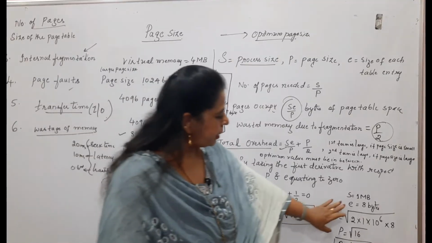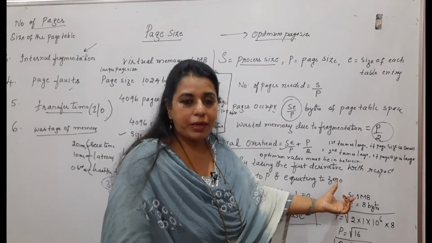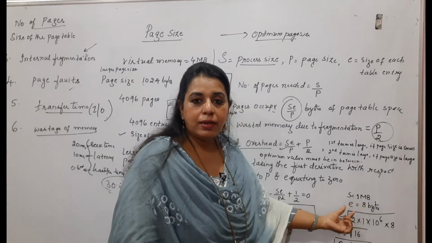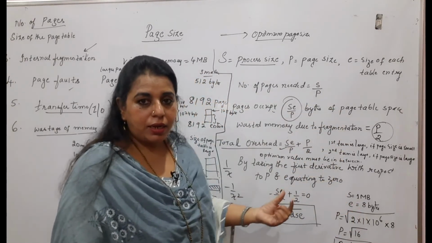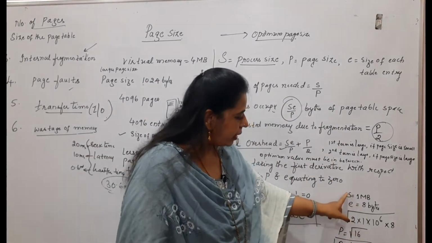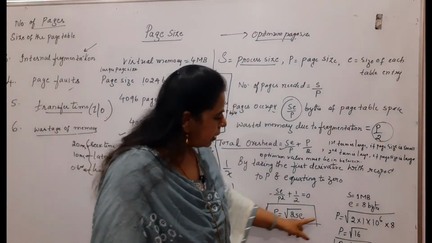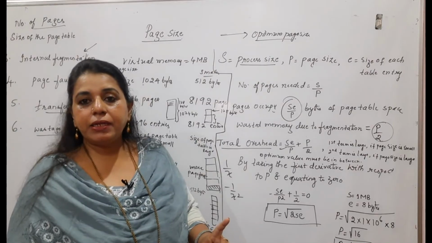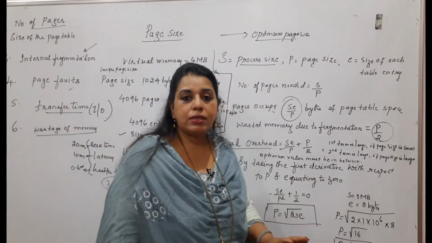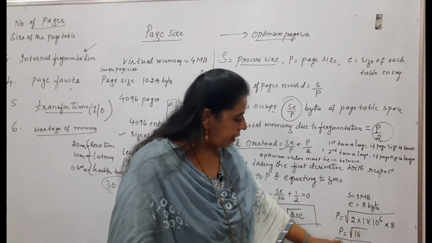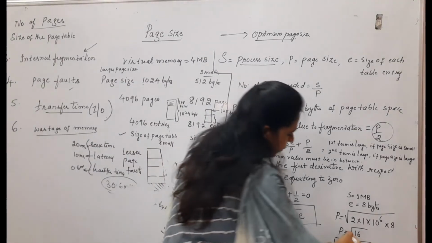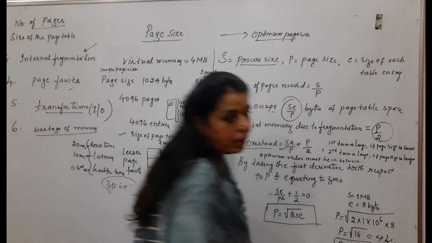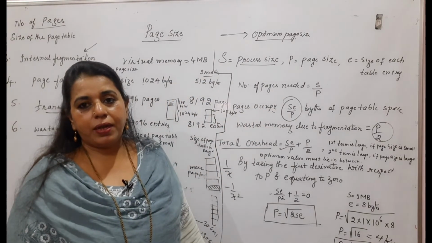If a simple numerical is given wherein the size of the process is given, and E is 8 bytes, that is the size of each table entry, with values for S and E you can easily calculate the page size. Here P indicates page size and S indicates the size of the process. Substitute the values and you get P equal to the square root of 16, which is equal to 4 KB. So in this case, the page size is 4 KB.